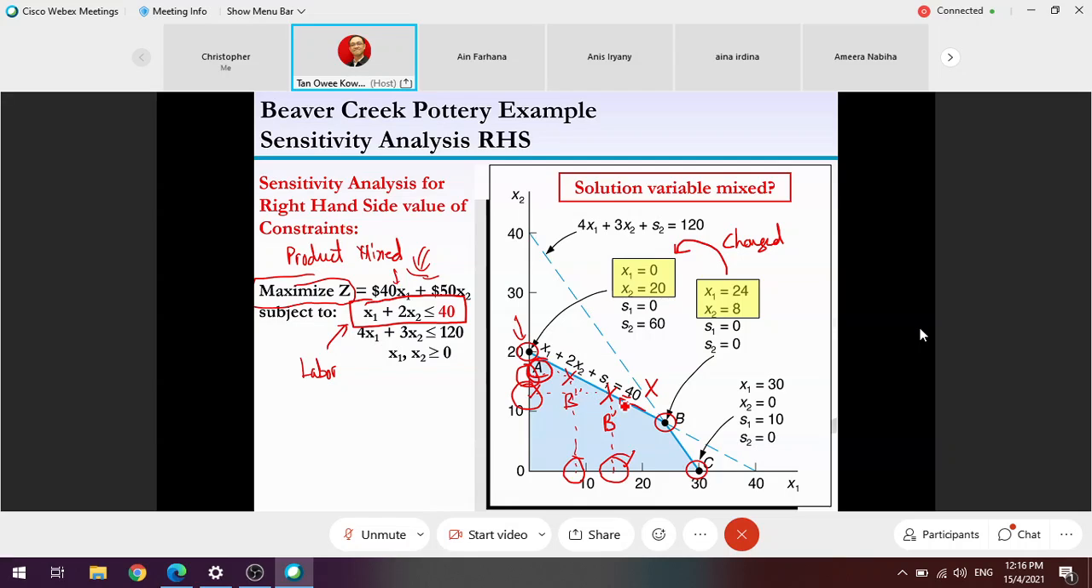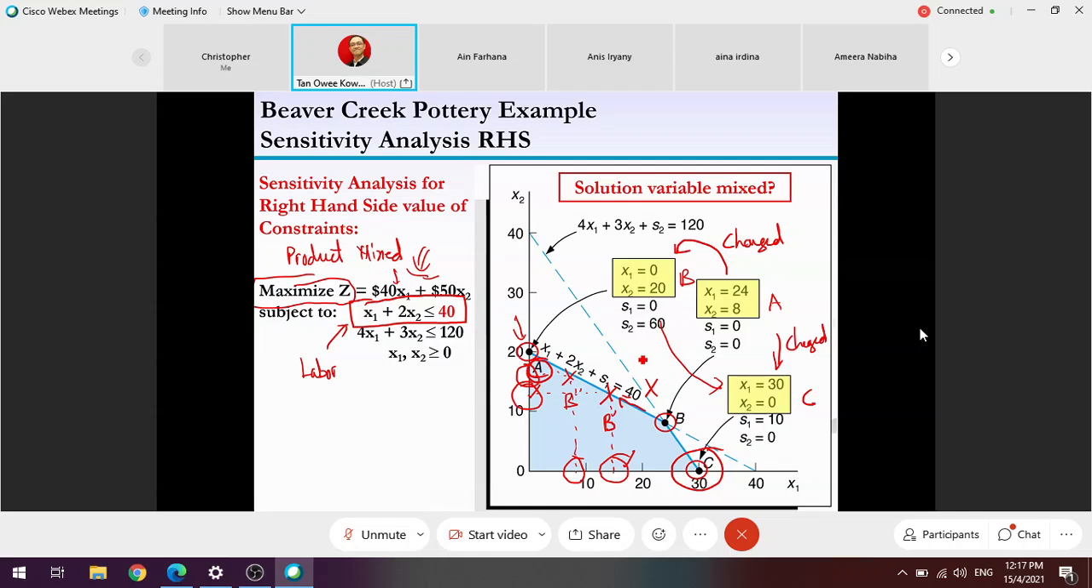Again, for example, if the point is changed until C, regardless of where from. If from A, this is A, this is B. If the solution is changed from A to C, we are also saying that the solution variable mix changes. Because originally the solution proposed me to produce both products, but at C it only recommends me to produce ball, don't produce mug. It has changed. Or from B to C is the same.